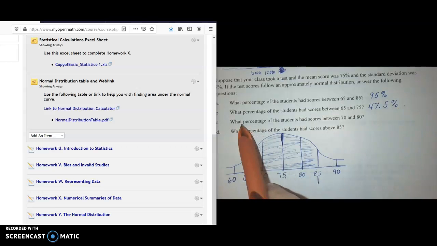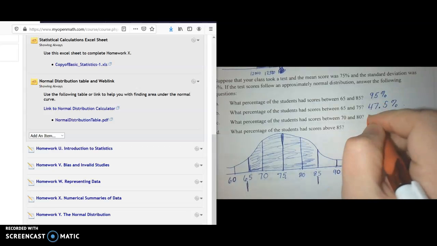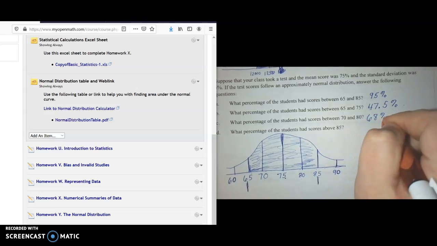Now I want to know what percentage of the students score between 70 and 80. So 70 and 80, that's basically 68%, because it's within 1 standard deviation of the mean, so 68%.